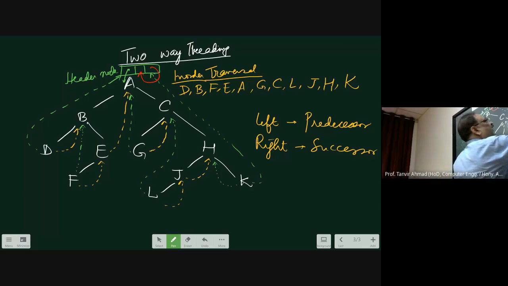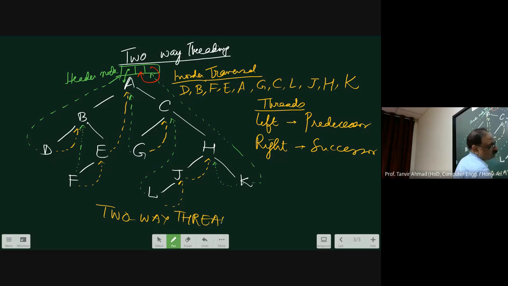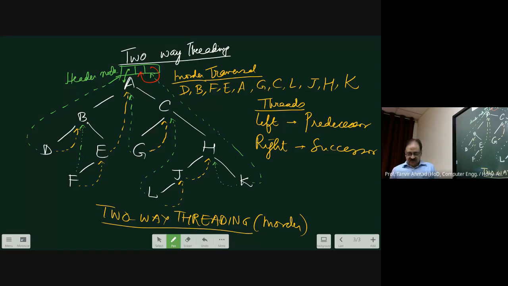Now, what will I write? I will write for threads. For threads, all left pointers point to the predecessors and all right pointers point to the successors. And this is the two-way threading. Obviously, it's inorder threading with a header node.